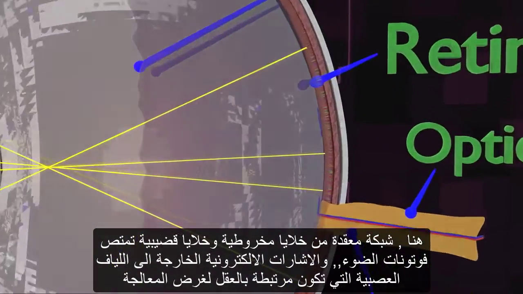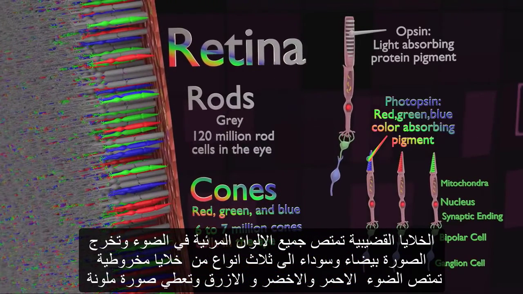Here, a massive grid of cone cells and rod cells absorb the photons of light and output electrical signals to a nerve fiber that goes to the brain for processing. Rods can absorb all the colors of visible light and output a black and white image, whereas 3 types of cone cells absorb red, green, and blue light and provide a colored image.